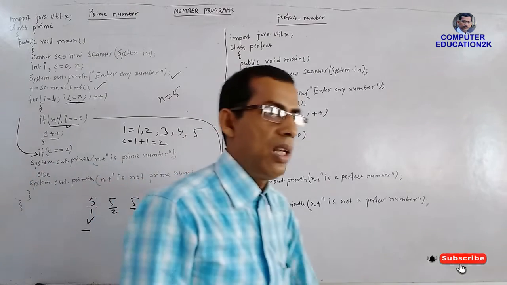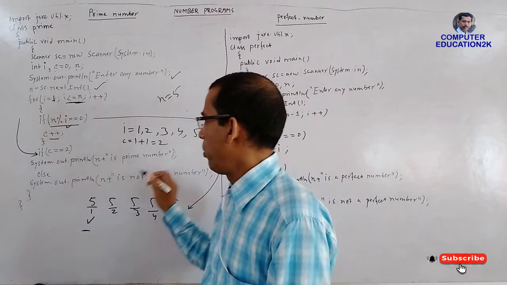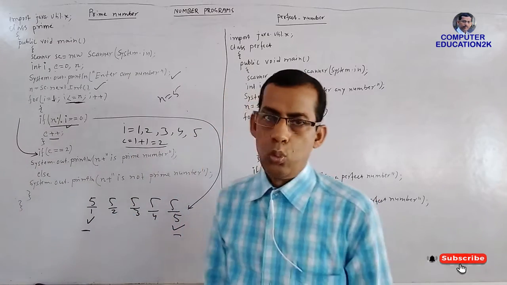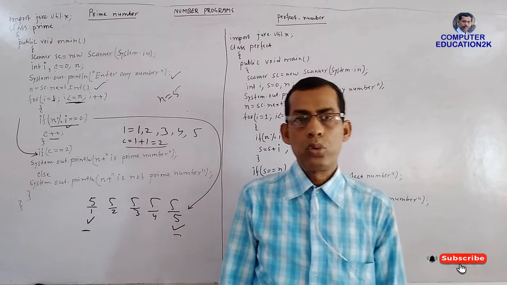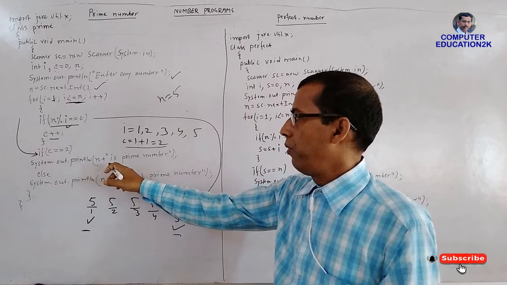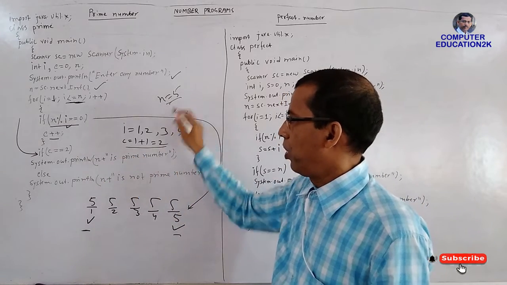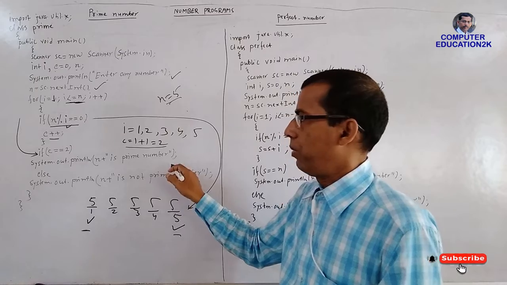When the loop stops executing, the control will come to here. Now what is the value of C? C is 2. I have written if C equals 2, System.out.println n is prime number. What is n? N is 5. The computer will say 5 is a prime number.